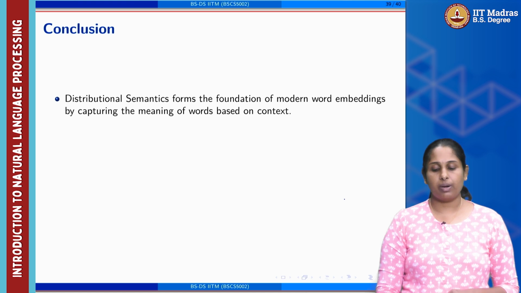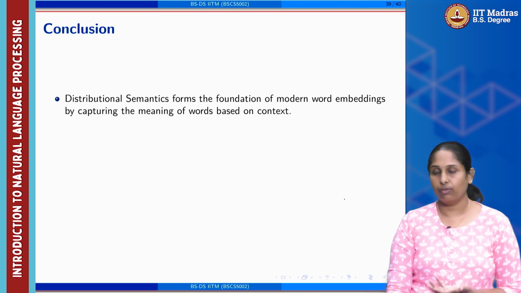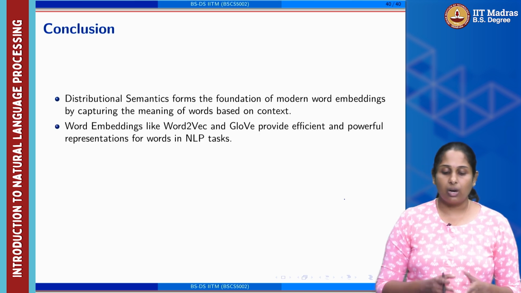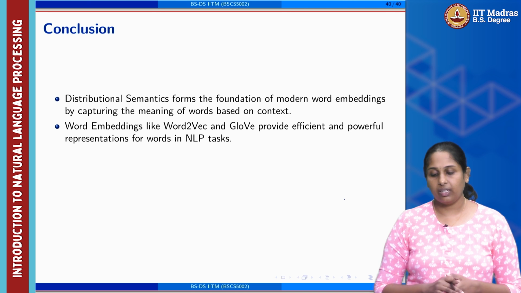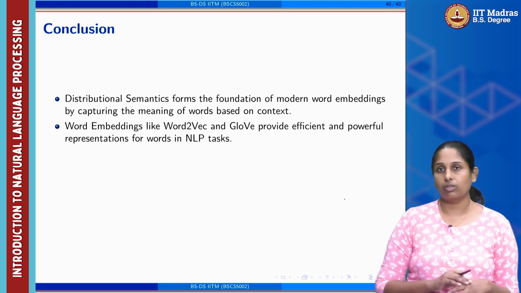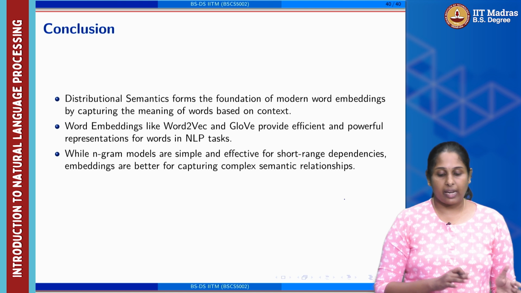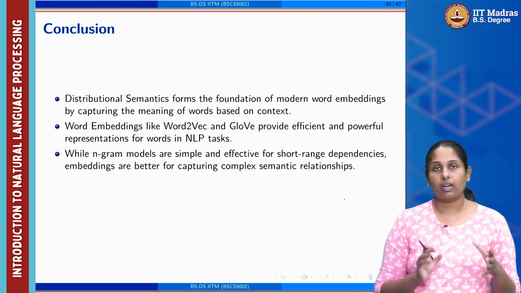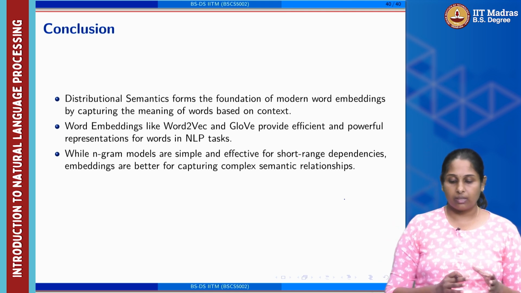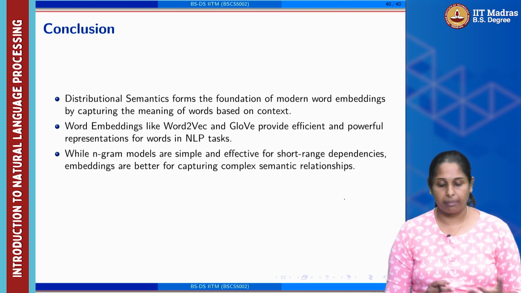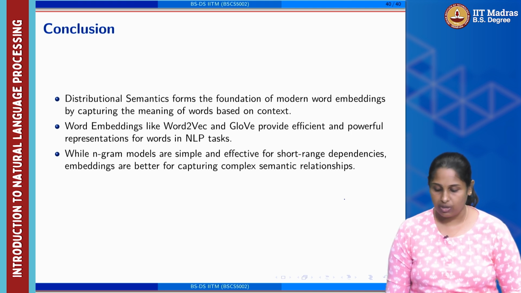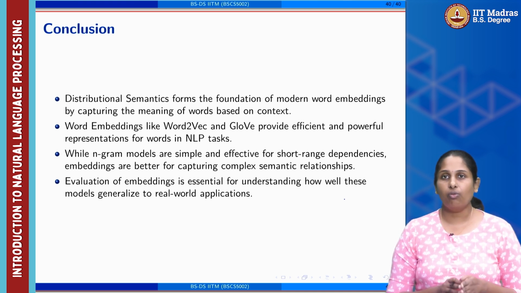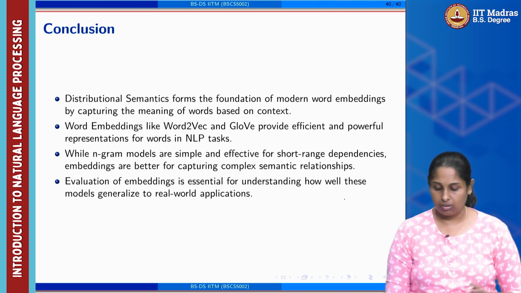So, now distributional semantics forms the foundation of most of our modern word embedding techniques because we are capturing the meaning of the word based on the context. Word embeddings like word2vec and GloVe definitely provide efficient and powerful representations for words in NLP tasks. While n-gram models are of course simple and effective, they have short range dependencies. They cannot go beyond a particular range, whereas the other embeddings help us capture complex semantic relationships. And again, evaluating these embeddings is also very important, because how well these models work in a real-time application is important.